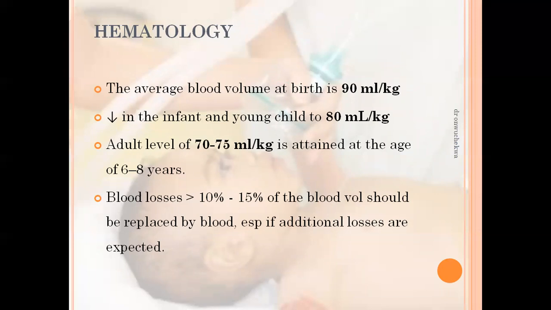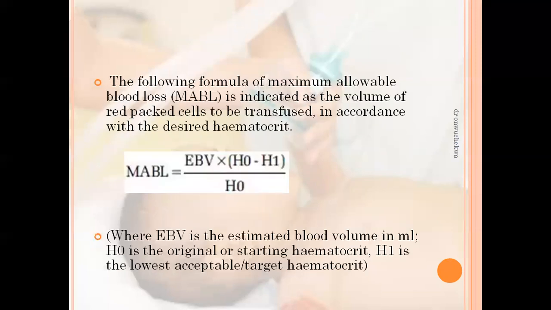Blood losses greater than 10 to 15% of blood volume should be replaced by blood, especially if you are anticipating more losses. The formula for maximum allowable blood loss is indicated as the volume of red blood cells to be transfused in accordance with the desired hematocrit. So MABL, the maximum allowable blood loss, is equal to EBV times (H0 minus H1) over H0, where the EBV is the estimated blood volume in mL, H0 is the original or starting hematocrit, and H1 is the lowest acceptable target hematocrit.